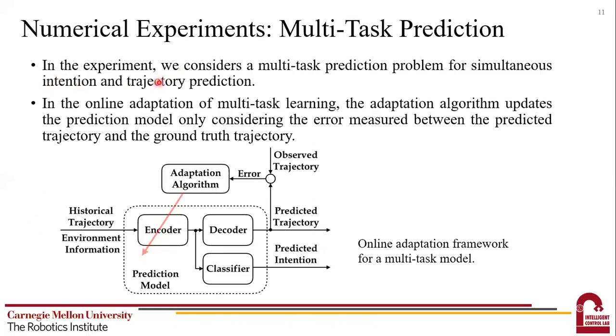In the experiment, we consider a multitask prediction problem for simultaneous intention and trajectory prediction. The figure illustrates this online adaptation framework, which only adapts the last layer of the encoder parameters. In online adaptation of multitask learning, the adaptation algorithm updates its prediction model only considering the predicted trajectory and measured trajectory. The human's intention is not available for the online adaptation since it is not directly observable.